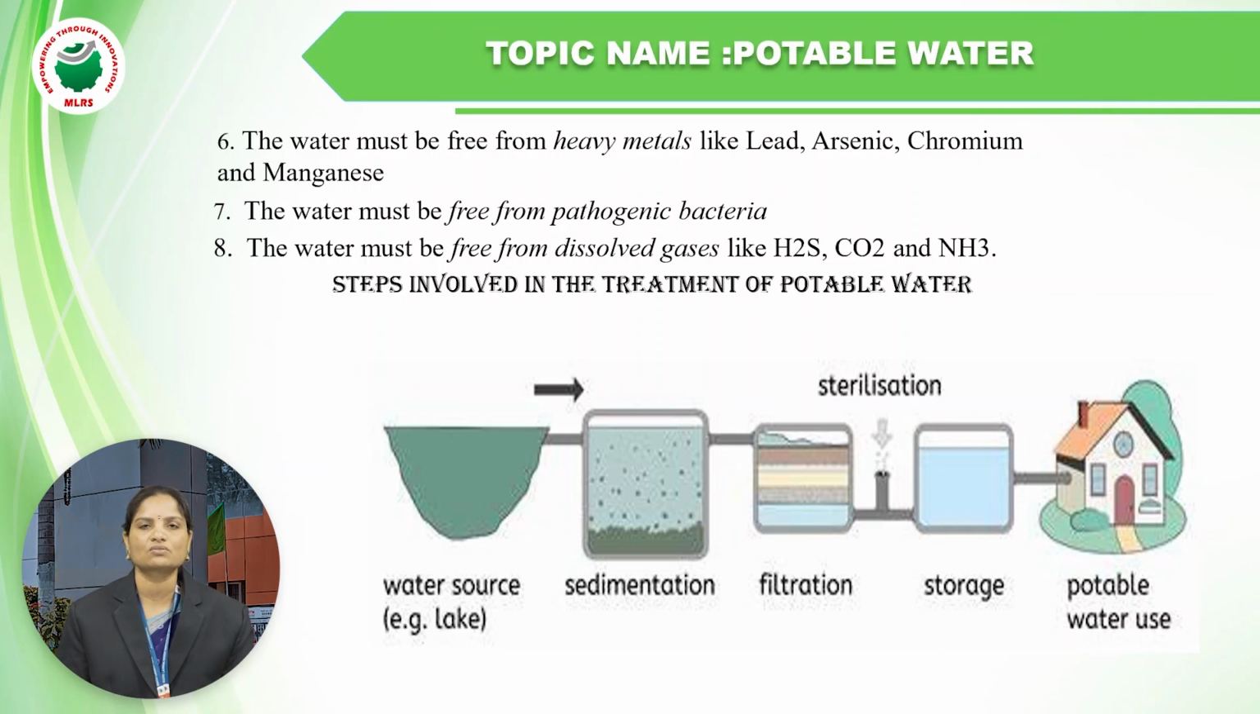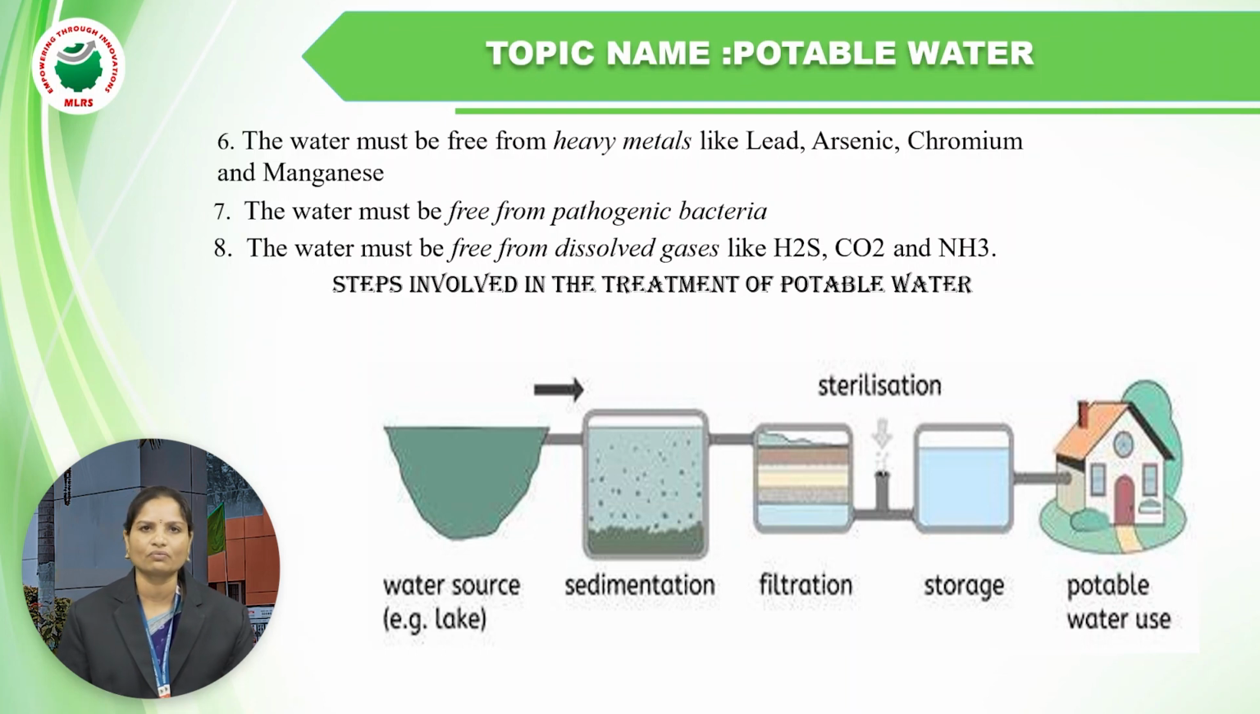The water which is suitable for our drinking purpose. So first, what are the steps involved in the treatment of potable water? Before going to the potable water steps, first we need to consider the sources of water. Sources of water means rainwater, river water, lake water, ocean water. So many sources will be there, based on the place, based on the area. Then we have to take our sources of water.